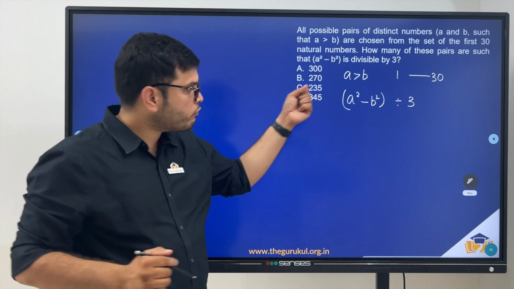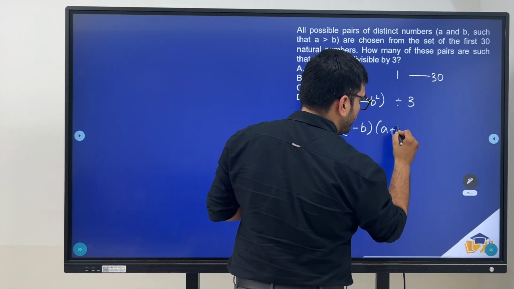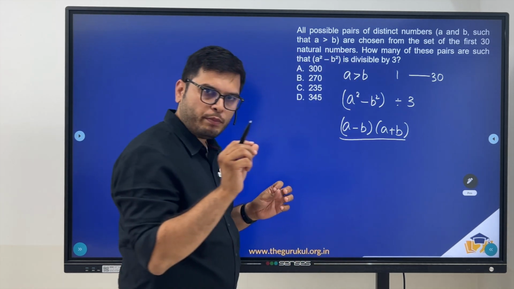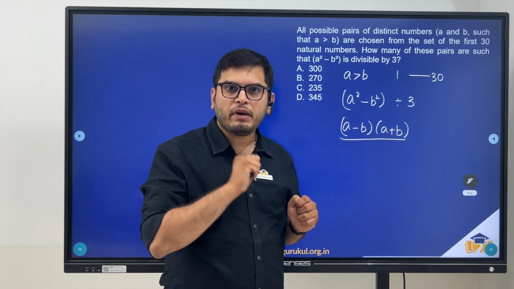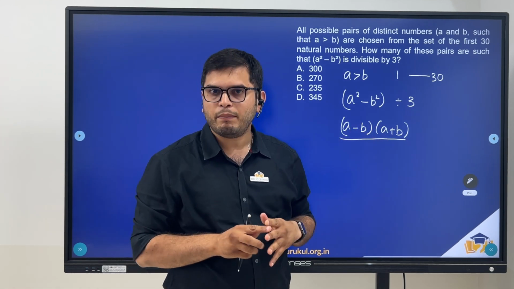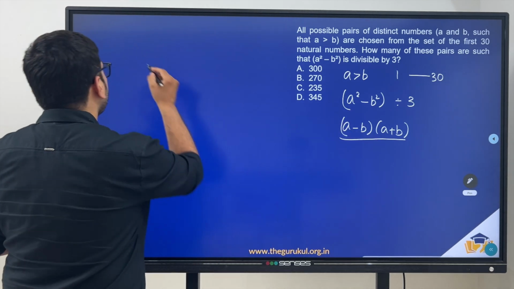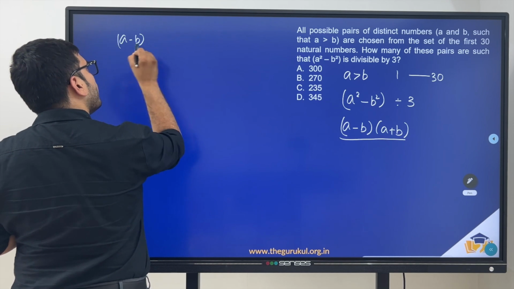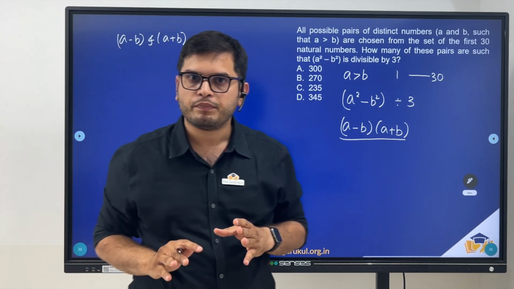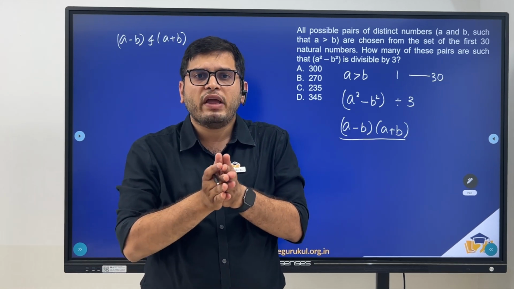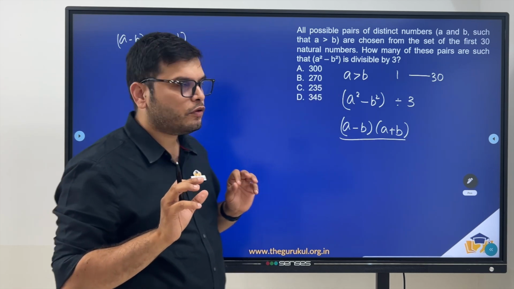Now I will be writing A square minus B square as A minus B into A plus B. Now for this to be divisible by 3, either you can have A minus B multiple of 3, A plus B multiple of 3, or both A minus B and A plus B can be multiples of 3. Right. Now let me consider the third case when A minus B and A plus B both are multiples of 3. Now how many multiples of 3 do we have from 1 to 30? You have 10 multiples of 3.